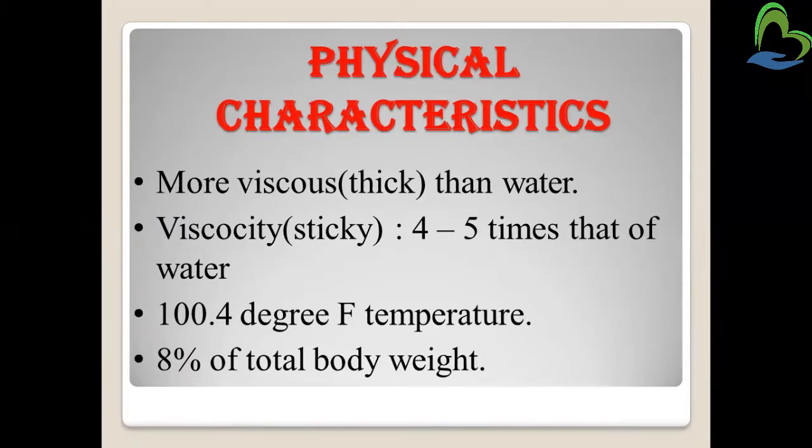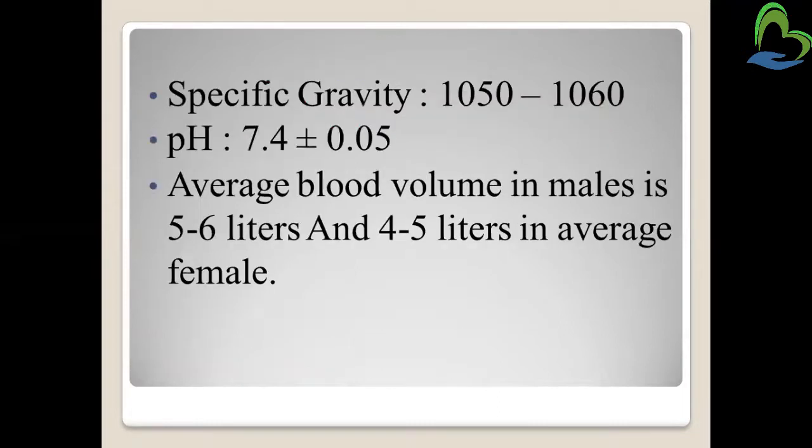More thick than water. How many times thicker than water? That is 4 to 5 times thicker than water. So our blood is thicker than water. Then the temperature of the blood is 100.4 degrees Fahrenheit. Then 8% of total body weight. Then specific gravity is 1050 to 1060 and the pH is 7.4 plus or minus 0.05.